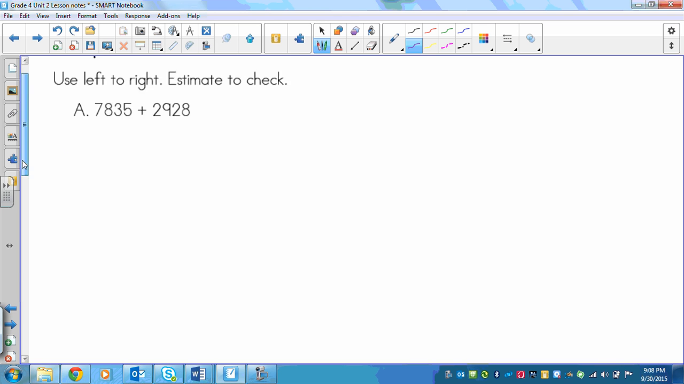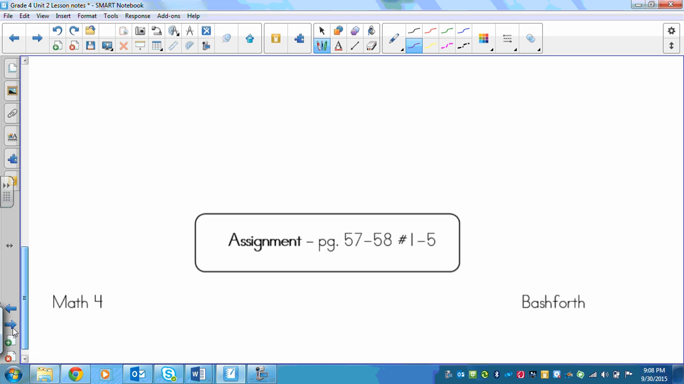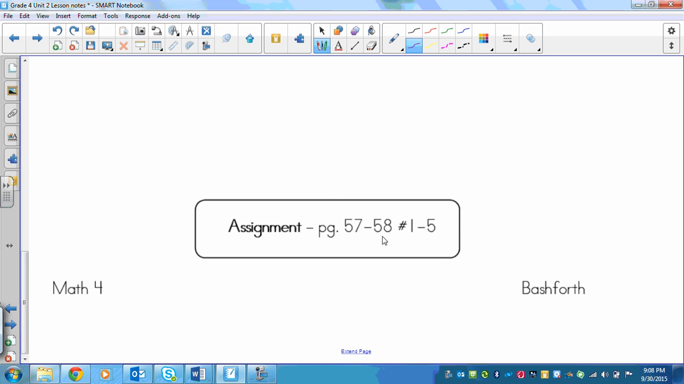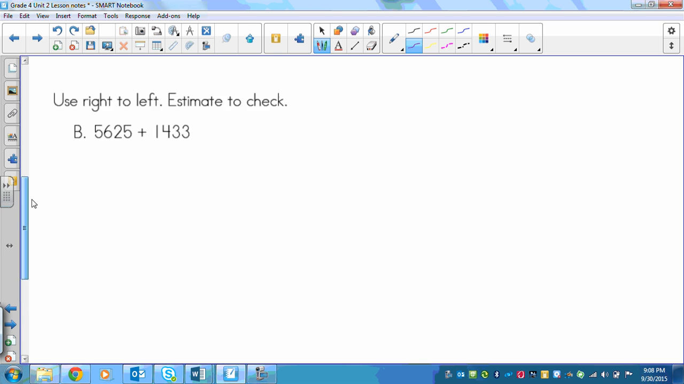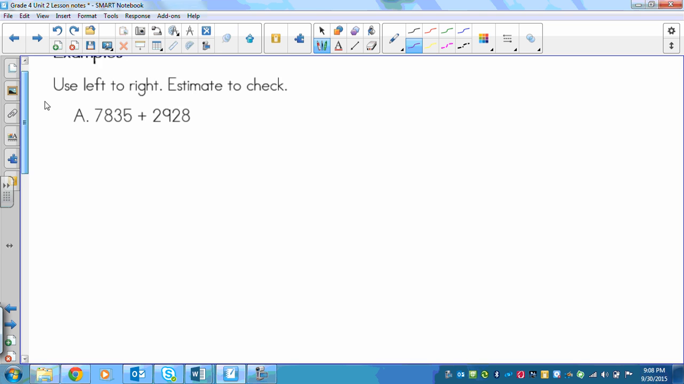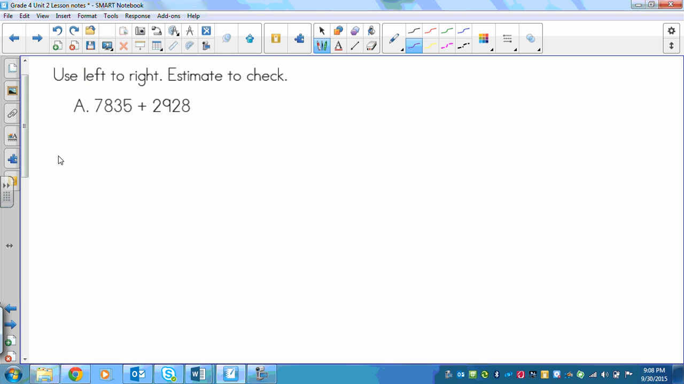So if you are ready to do your assignment, it's at the bottom of the page. It's page 57 to 58, numbers 1 to 5. If you'd like to see a couple more examples, then stay right here and we will do them.